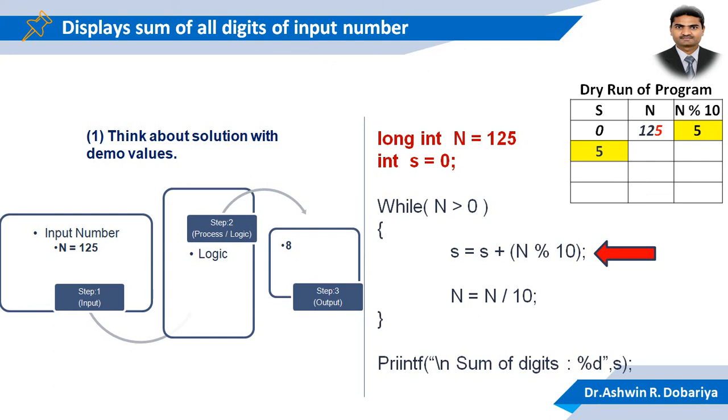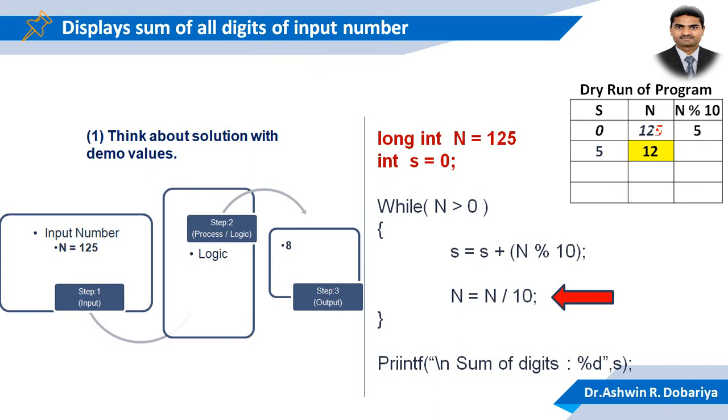Now see n modulus 10. Here n is 125, and if we perform the modulus operator with 10, it always separates the last digit. So n modulus 10 gives 5. The value of this is 5. Now s is already 0, so 0 plus 5, s becomes 5. This is the new value of s. After that, what do we have to do? Now we want to separate 2.